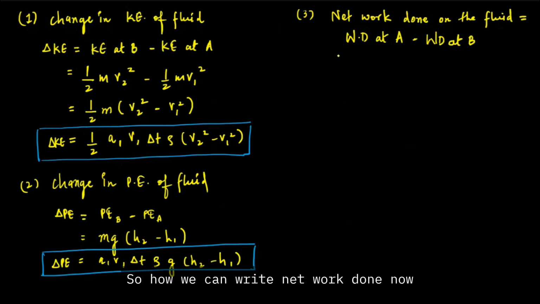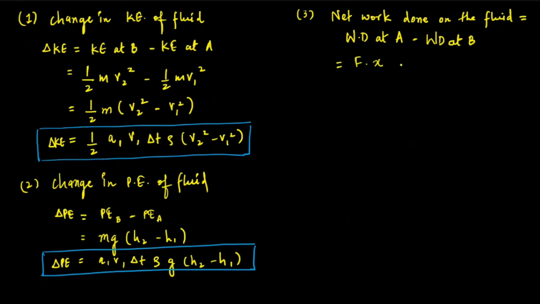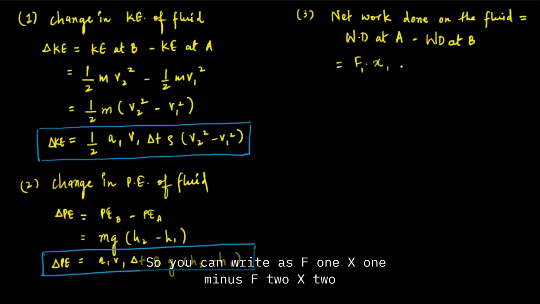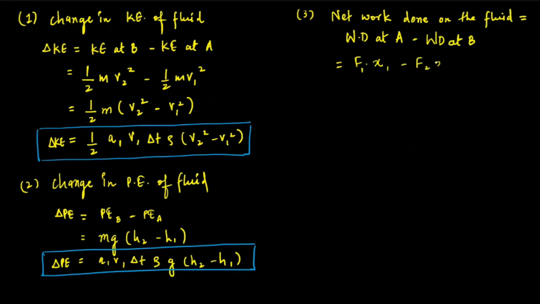So how can we write net work done now? So work done at point A, if we try to write it, work done is what? Force times displacement. So I can write it as F1 x1 minus F2 x2. Now what is F1? F1 is force. Now try to think about what is force in terms of pressure.